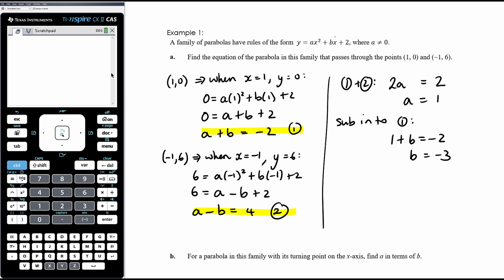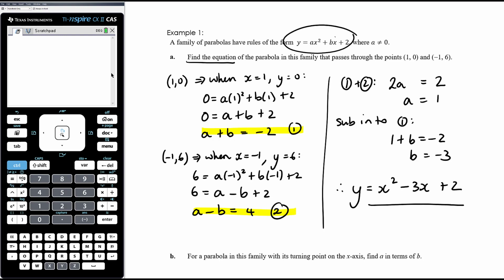And so therefore, now let's be clear about what the question says. Did it ask us to find a and b? No, it asked us to find the equation, so we're going to make sure we've answered the question. So y is equal to ax squared, and a is 1, so that's just going to be x squared, plus bx, and b is negative 3, so it's minus 3x, and plus 2. So that is the parabola that fits this family, but that also goes through these 2 points. And you should be able to check that: sub x equals 1 into here, you get 1 minus 3 plus 2, you get 0. Sub x equals negative 1 into here, you get 1 plus 3 plus 2, and you get 6.